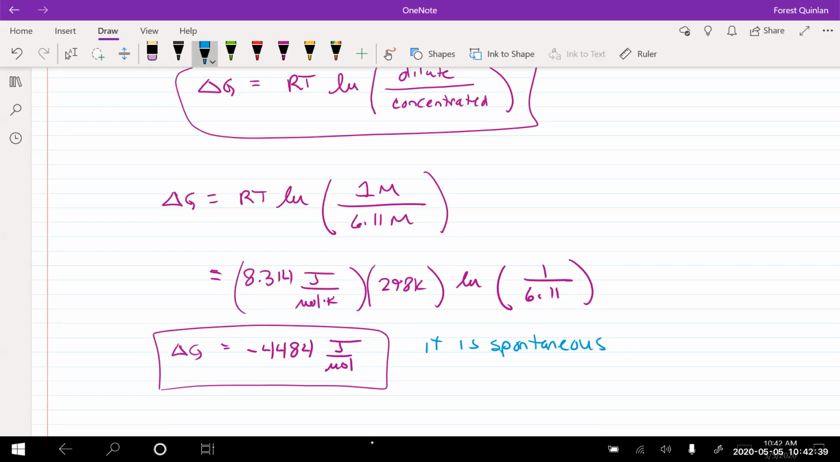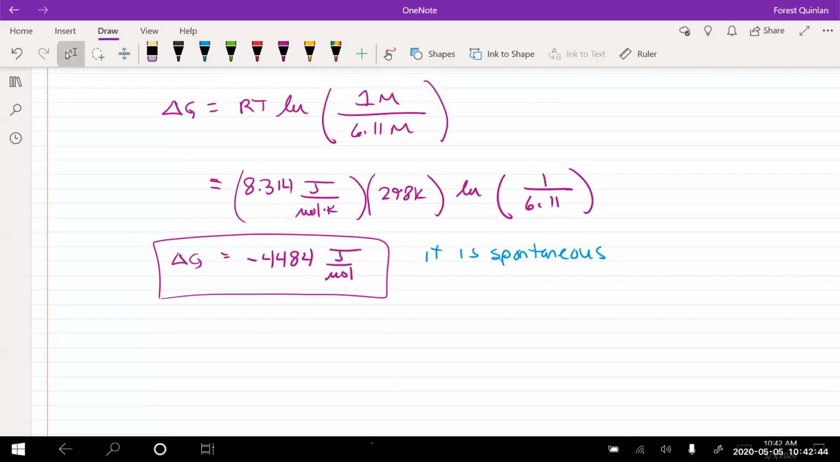So there you go, Dallas. Now we have an entropically driven one. Now, I do want to point out, diluting is spontaneous. This is how osmotic pressure works.